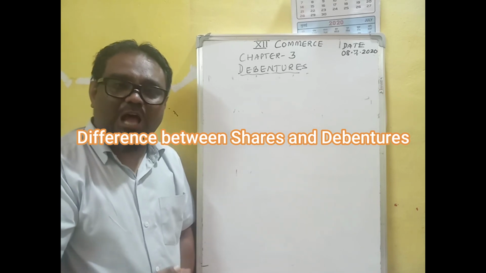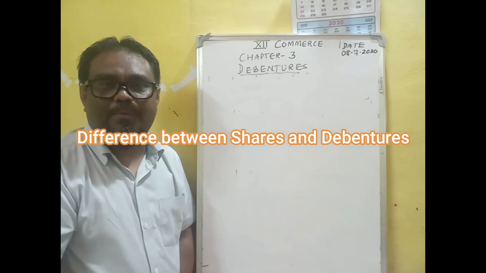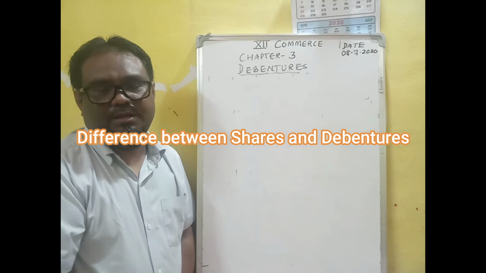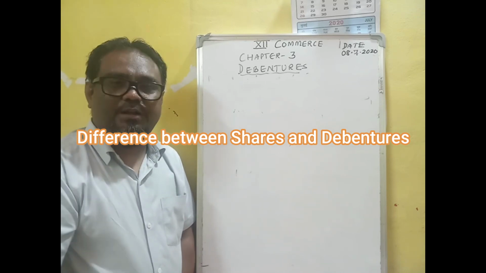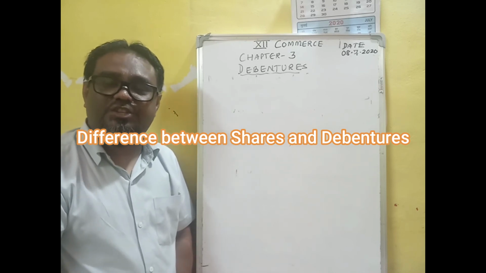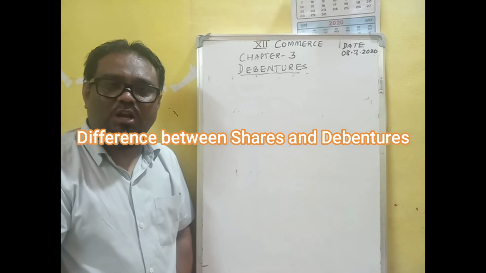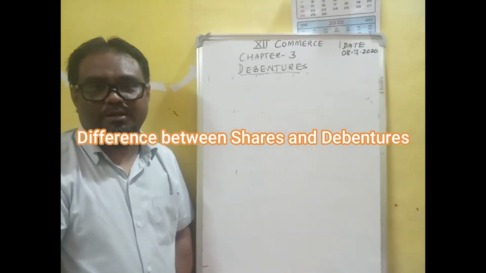Shares are the permanent capital of the company. Debentures are not permanent capital; they are redeemed back after a specific period of time. So these are the differences between shares and debentures. As I said, shareholders are the owners of the company, and debenture holders are the loan providers.